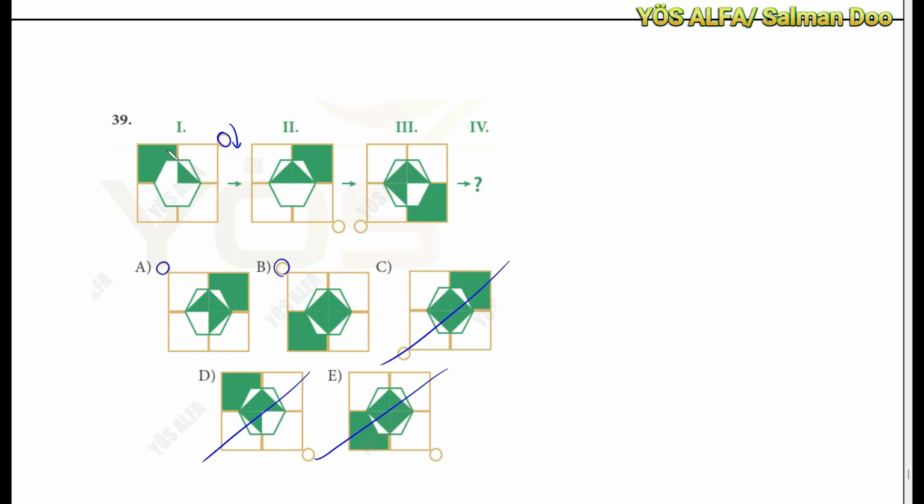And this square is going from left to right, in the clockwise direction. So in the fourth one, it should be here. So that's the correct answer. You can also check out what's inside the hexagon. There's 1 triangle, 2 triangles, 3 triangles. So in the fourth one, there should be 4 triangles inside the hexagon. So the answer choice is B.